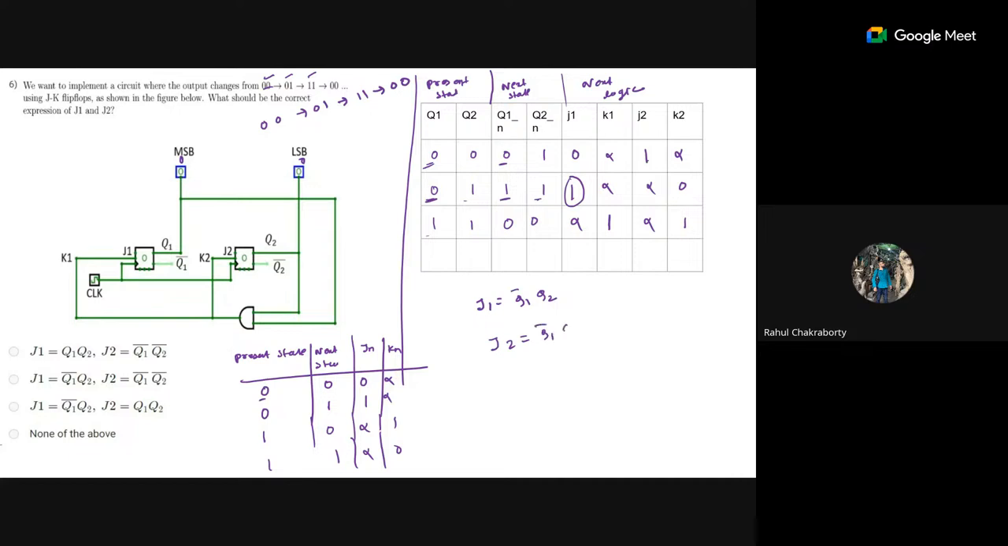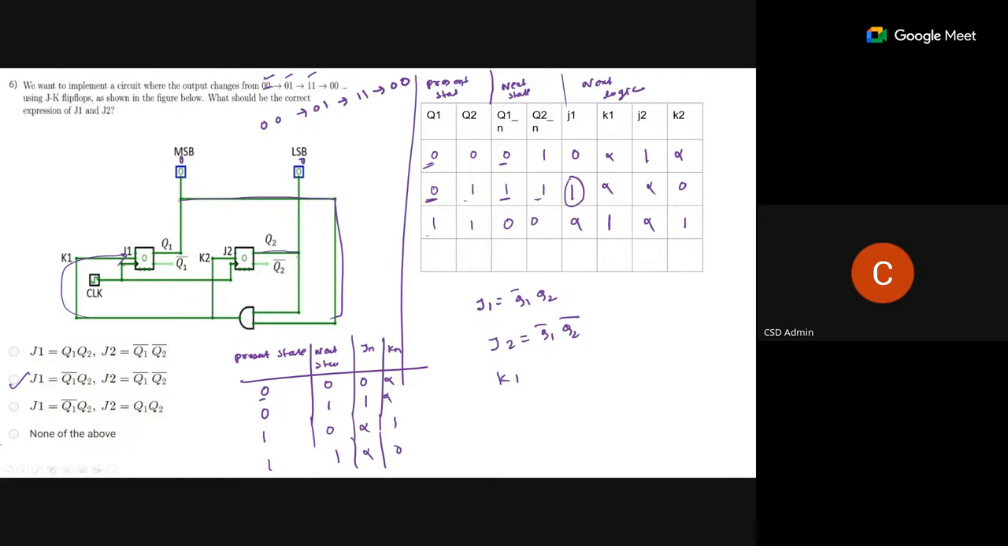And for K1? K1 is Q1 Q2. We have only asked for J1 and J2, I think. For both K1 and K2, it will be Q1 Q2. So you can see that Q1 and Q2 is given. This is Q2 and this is Q1, right?